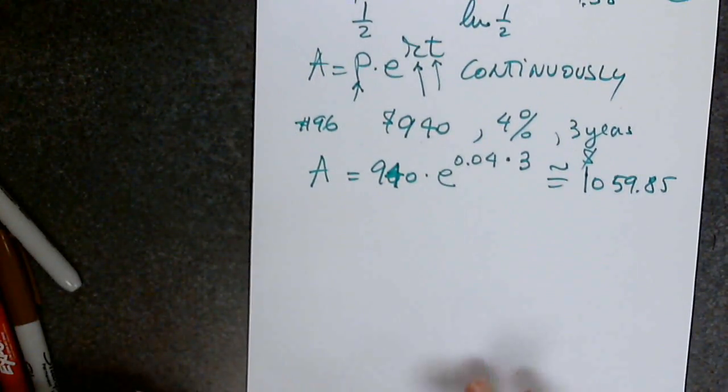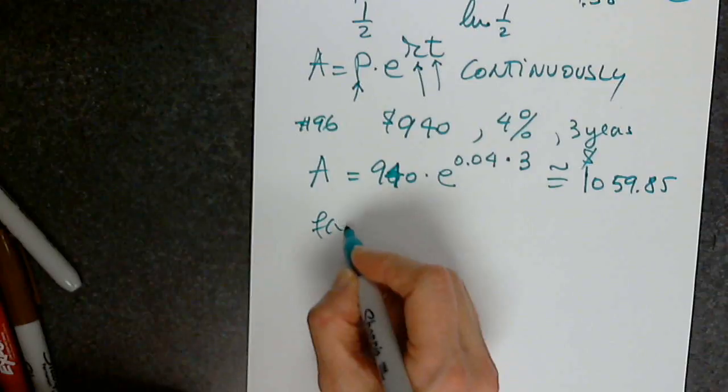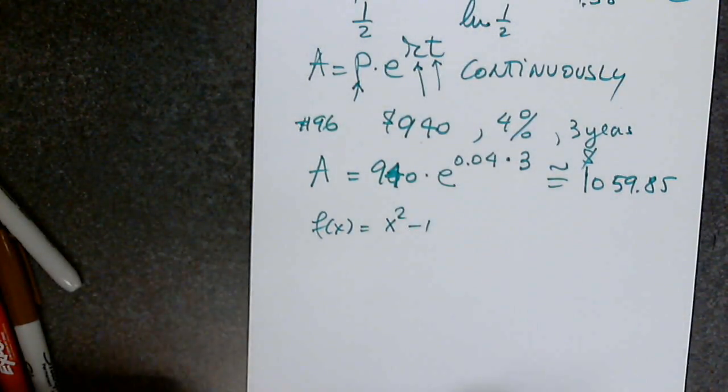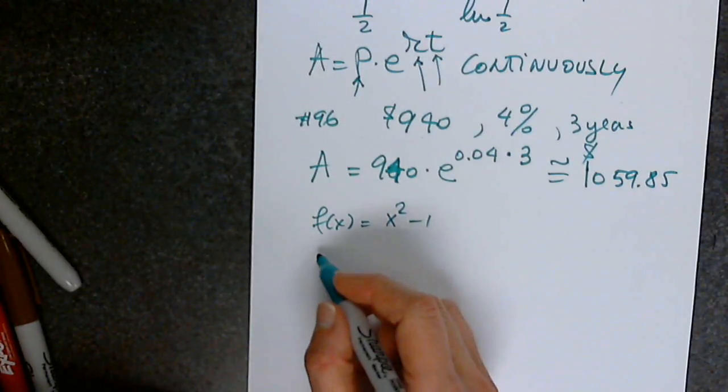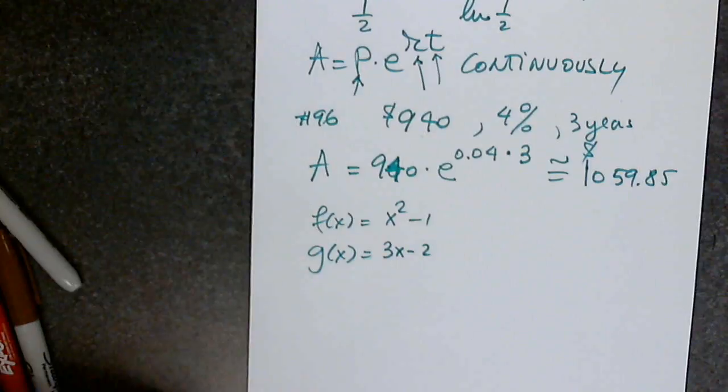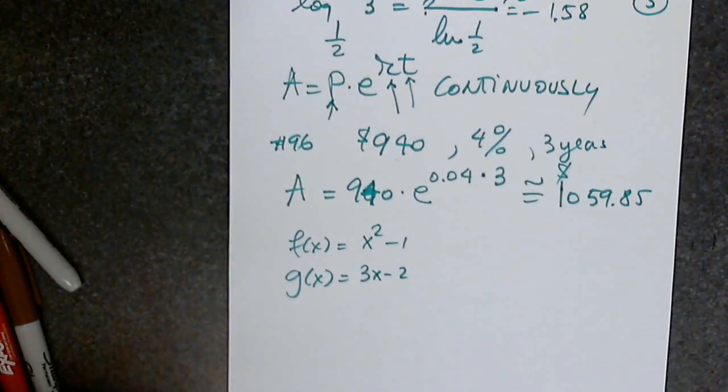Okay, so let's say f of x equals x squared minus 1. I'm just making this one up. It's not in there. And g of x equals 3x minus 2.